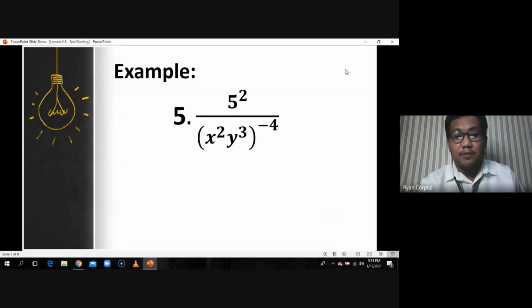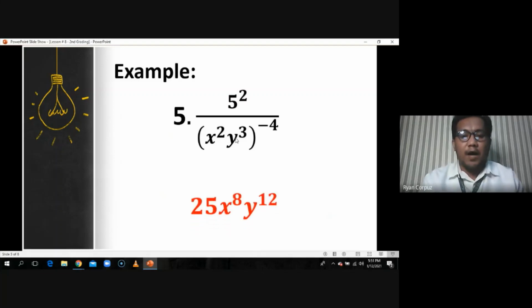So what is 5 squared? That is using 5 twice as factors. That's 5 times 5. That would be 25. Then you just have to put x raised to negative 8 and y raised to negative 12 on the numerator part to make that exponent positive. So that will end up to the simplified form of it as 25 x raised to 8 y raised to 12. So that's how we answer example number 5.